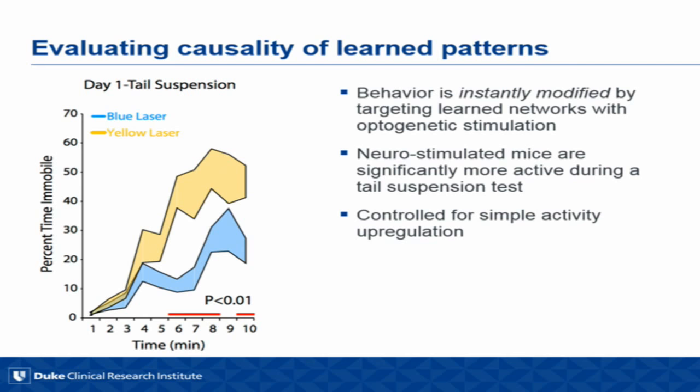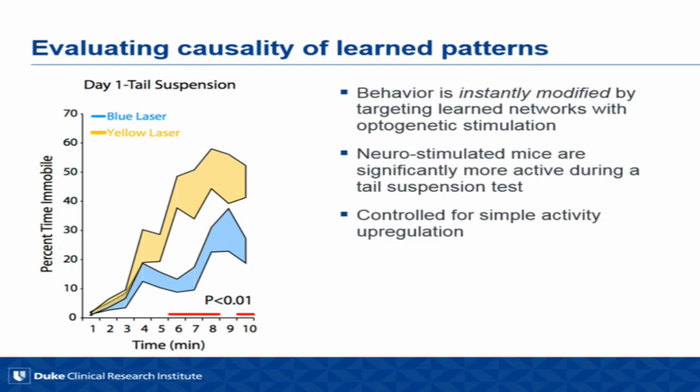So this is a mouse going through the tail suspension test. This is actually a lot of mice going through the tail suspension test. The tail suspension test lasts for 10 minutes. And we have our yellow laser that is our control laser. On the y-axis, we have the percent time immobile. So the control mice are becoming immobile quite quickly.